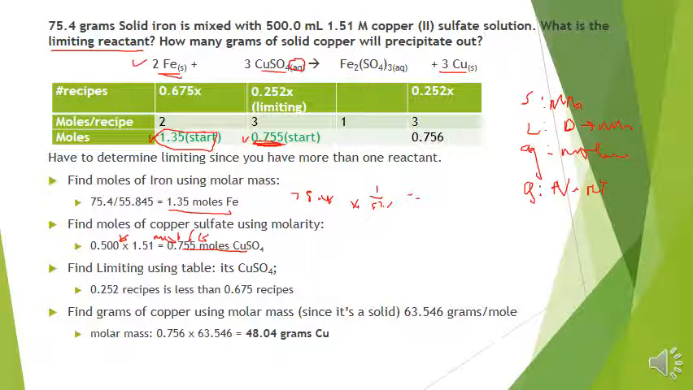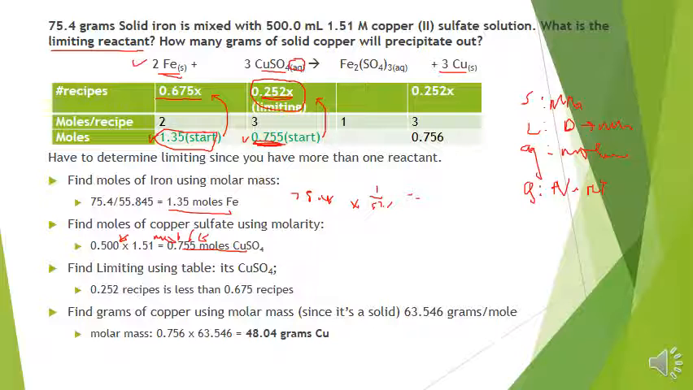So now you have the moles of both of your reactants. Now you have to see which one you think you might run out of first. What you need to do is find out how many recipes each one will make, independently of each other. So how many recipes will 1.35 moles make? Well, divide by 2. It'll make 0.6575 recipes using this amount of iron. Now with this amount of copper sulfate, divide by how many moles per recipe, and you can do the recipe this many times. So you almost could do 3 times as many recipes with the iron as with the copper sulfate. So you're going to run out of the copper sulfate first.